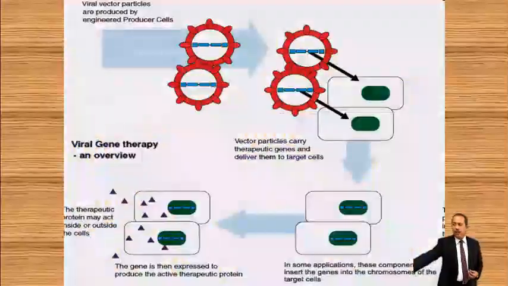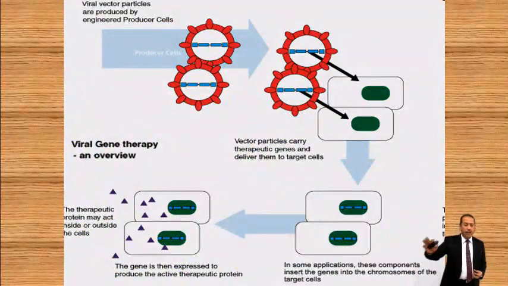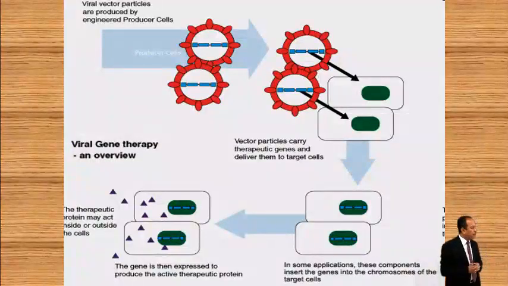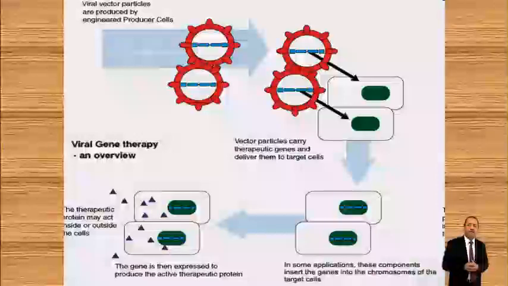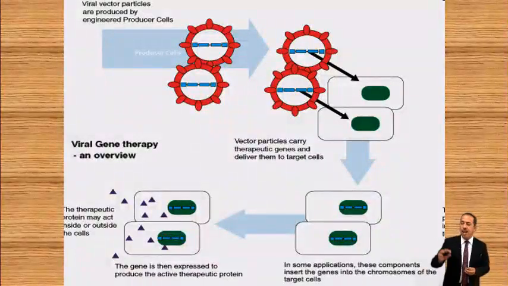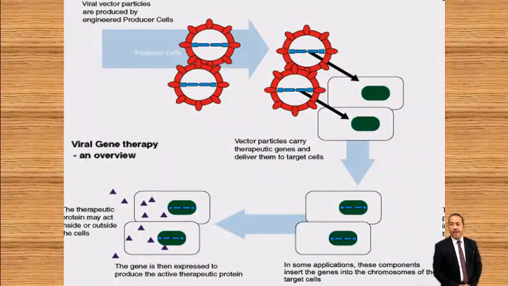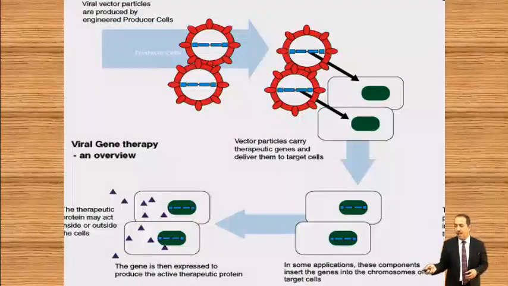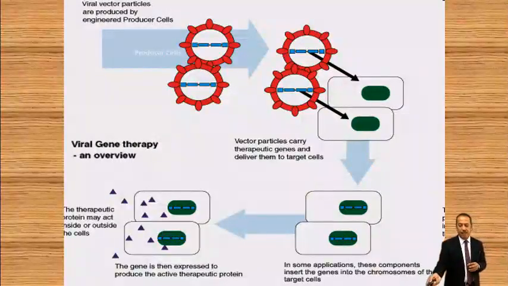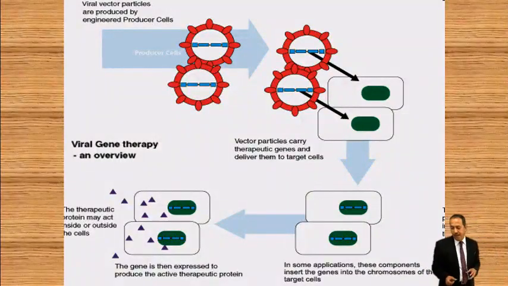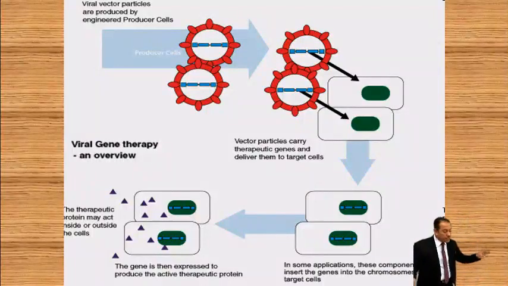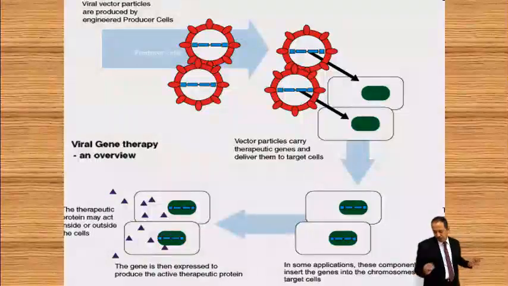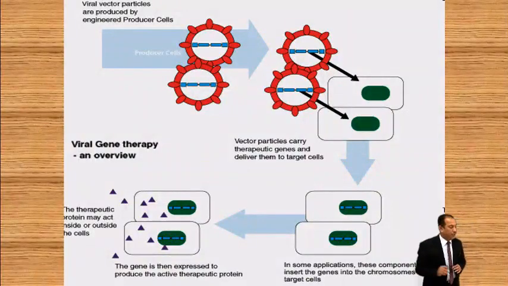Okay. Now, in this schematic representation, viral vector particles are produced by engineered producer cells. Viral gene therapy, an overview. Producer cells release vector particles that carry the therapeutic gene and deliver it to the target cells. The therapeutic protein may act inside or outside the cells, and in some applications, these components insert the gene into the chromosome of the target cells, as you show here.